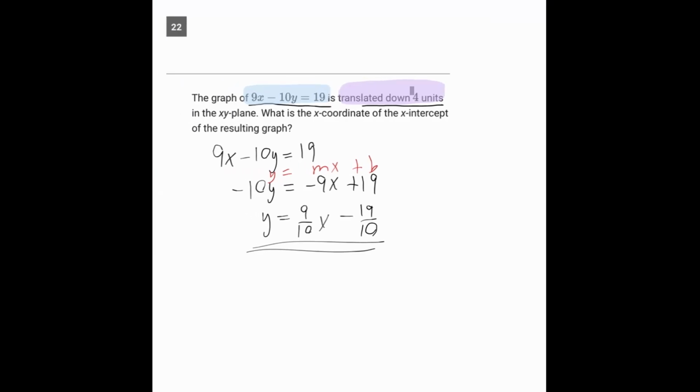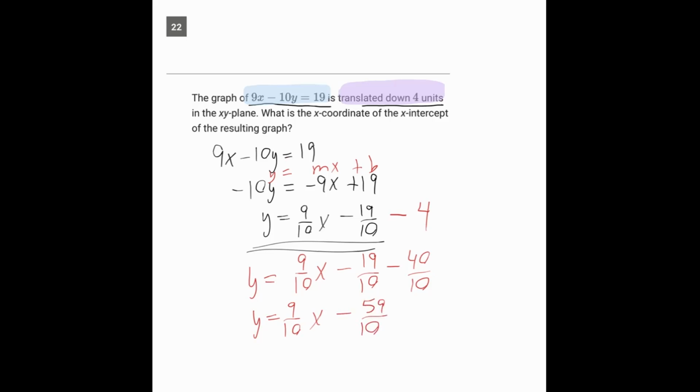So for us, this is being translated down 4 units. A vertical shift means you're adding to the outside and it's normal. So to translate down 4, we simply want to subtract 4 from it on the outside. And so now we can use our calculator or not to get this. So we'll have 9 over 10x minus 19 over 10. And this, with the denominator of 10, is negative 40 over 10. So right now we have y equals 9 over 10x minus 59 over 10.